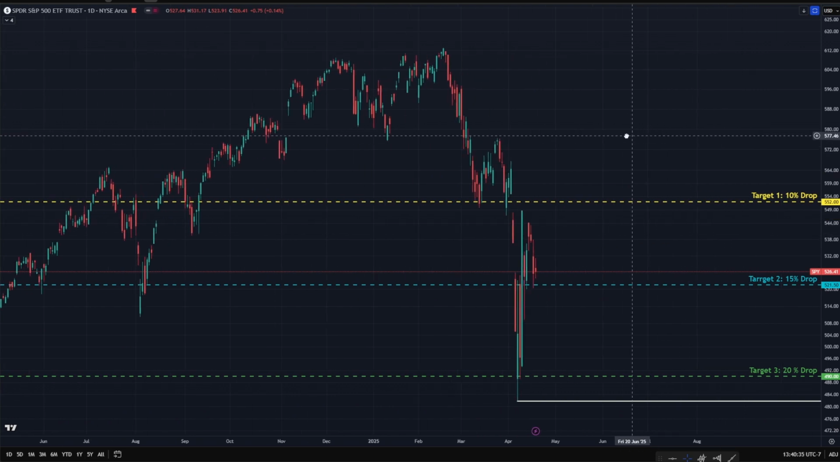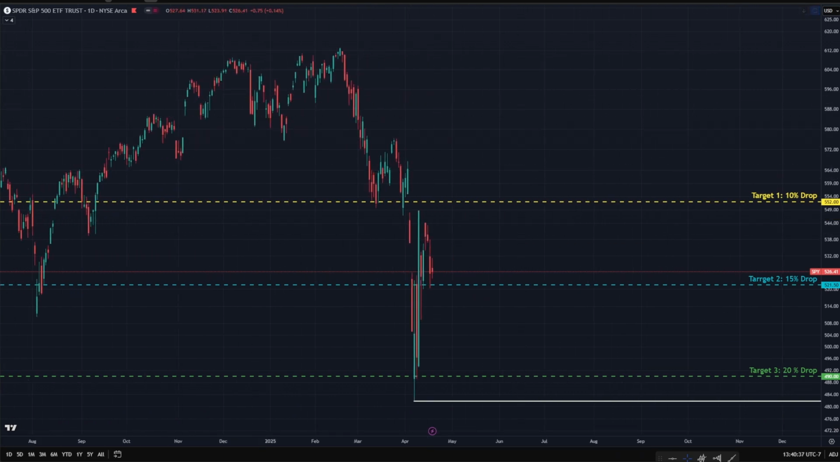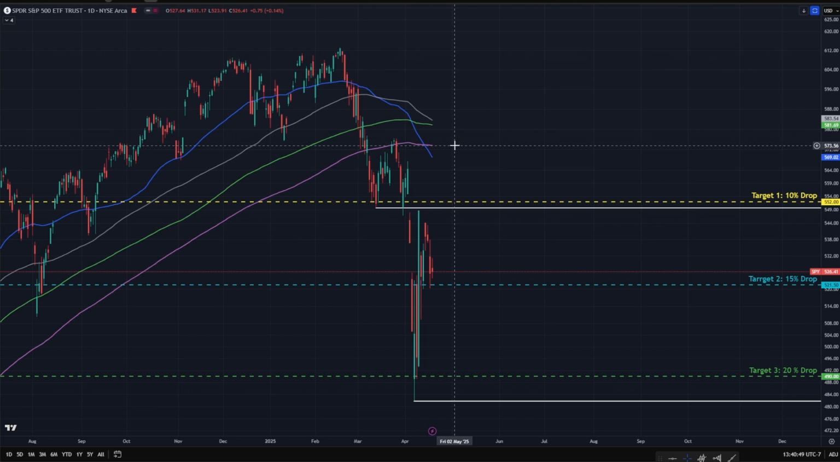My optimistic scenario is that we are going to continue this rally from here. At least retest the 549 level, ultimately break it, and then retest the 200-day moving average at around 573. That's what I could see at least in the next couple weeks.